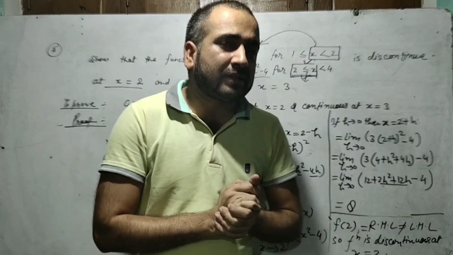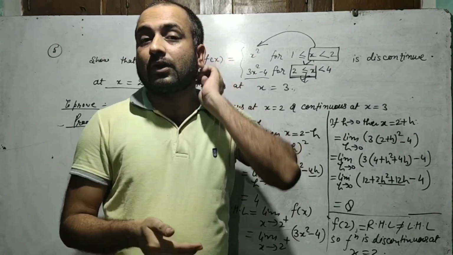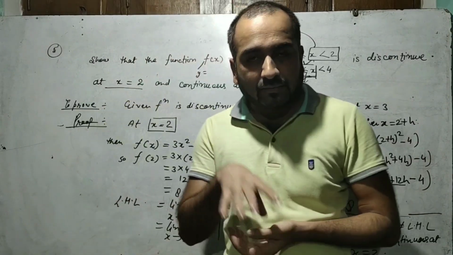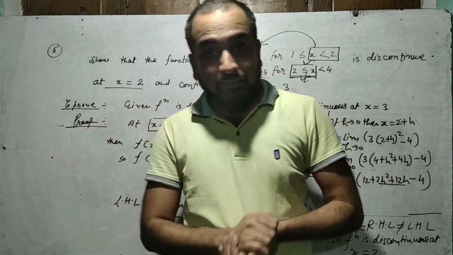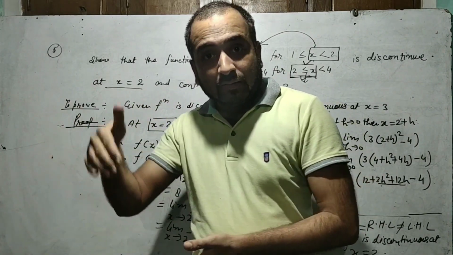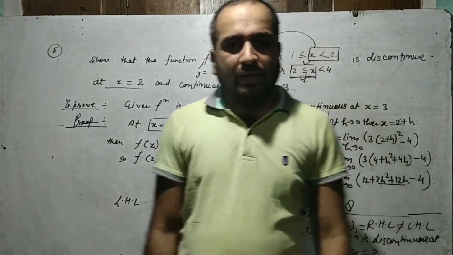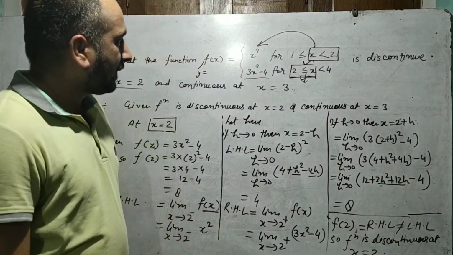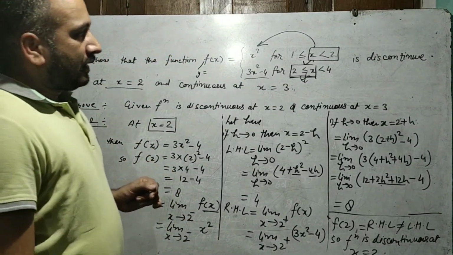So for continuity, number one, the function should be defined at a given point. Number two, the limits should exist, and the limits should be equal to the value of the function at the given point. Is it clear? So now I will check for the continuity. Please write down these things in your copy.